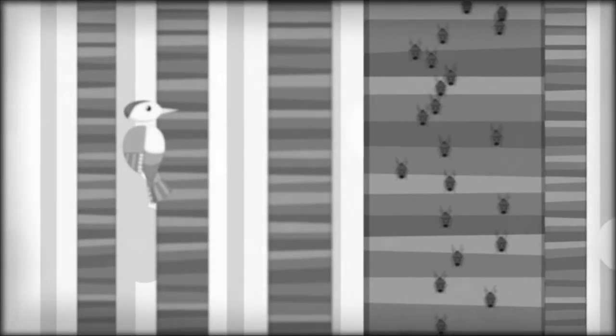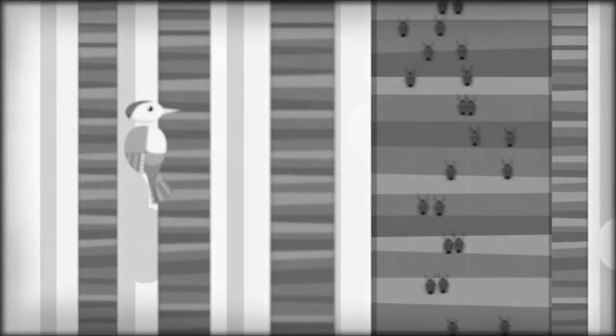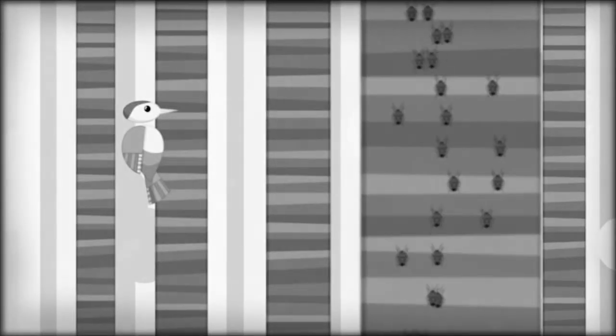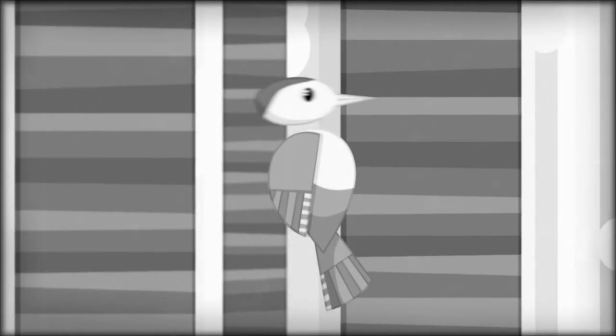The green woodpecker feeds on insects it finds under the tree bark. It vibrates its head up to 20 times a second. Canada geese fly in a distinctive V-shaped formation.